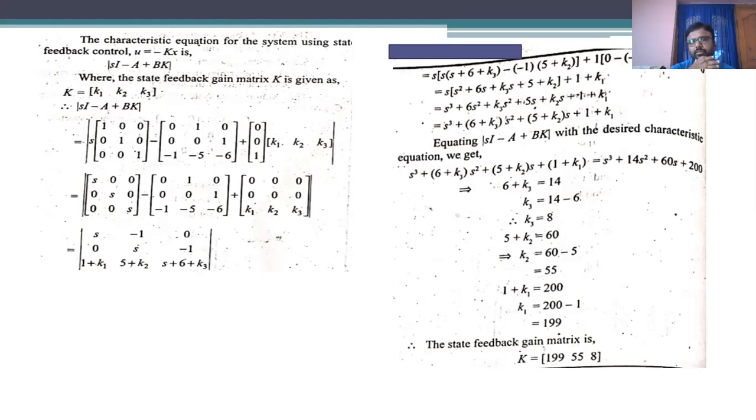Okay. So in this way we are going to evaluate or determine the elements of the state feedback gain matrix using the second method and third method. That means based upon the Ackermann's formula or second method.